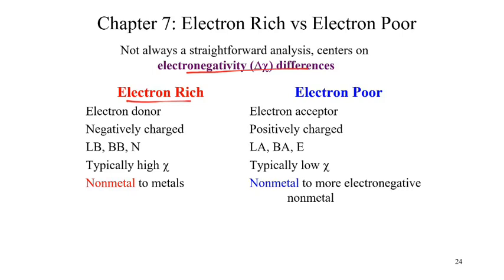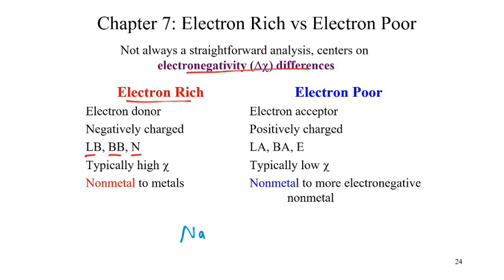Okay? So electron rich, there tend to be electron donors, which makes them negatively charged. Lewis bases, Bronsted bases, and nucleophiles are all electron rich. They're all typically elements that have very high electronegativities. Okay? Electron poor are now the opposite. They're electron acceptors, they're positively charged Lewis acids, Bronsted acids, electrophiles, typically low electronegativity, and non-metal to a more electronegative non-metal. Okay? Which is going to bring in the next question.